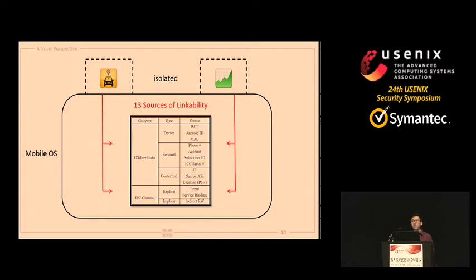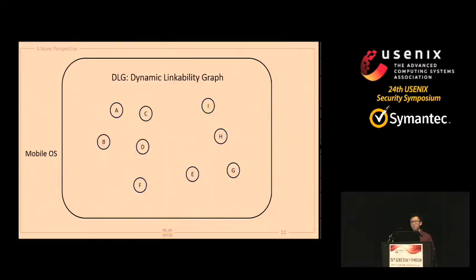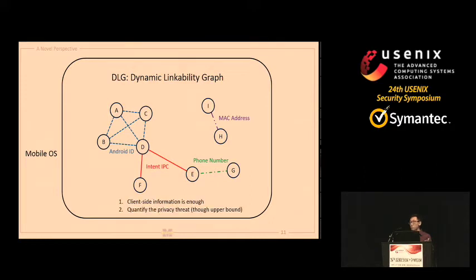However, the concept of linkability also extends to other types of identifiers or even side channels, as long as a clear definition is given. So by monitoring the access to this identifying information and the IPC channels, we can construct a dynamic linkability graph during runtime. The advantage of using this graph to characterize this privacy threat is, first, all the information needed can be obtained at the client side. We do not need to collaborate with the cloud side or other parties. And second, it gives you a quantification of the privacy threat.